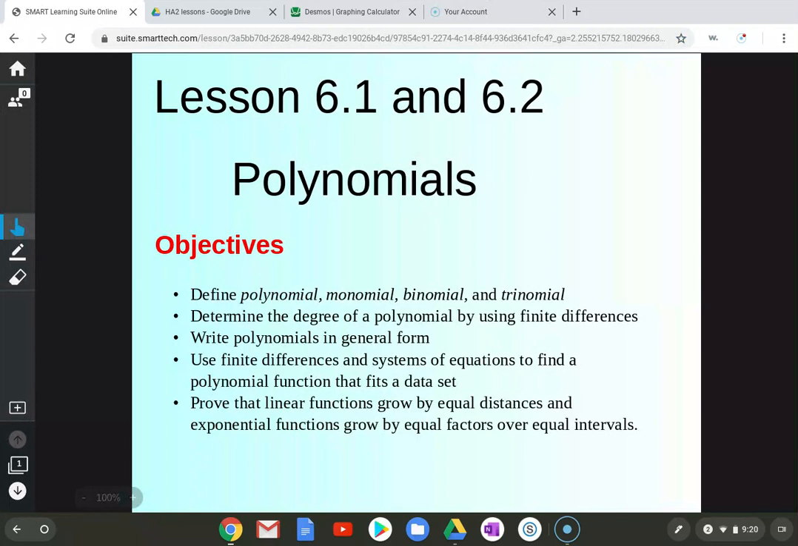So we are jumping in with a unit that is on polynomials and then rational functions. We're going to talk in Chapter 6 about 2 different types of functions. The first several lessons will be on polynomials, and then the next several lessons will be on rational functions. Let's get started.